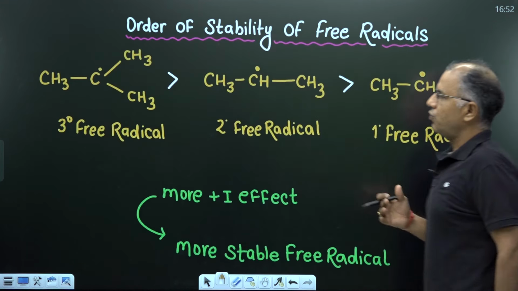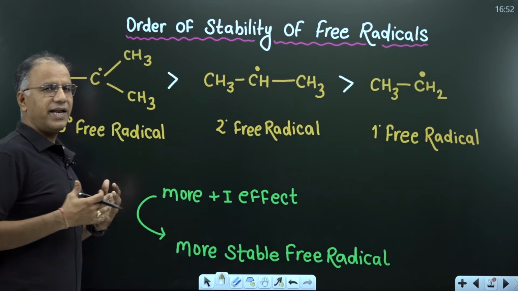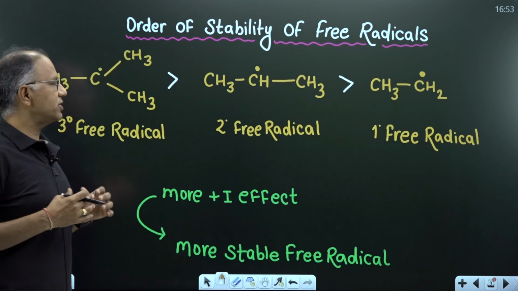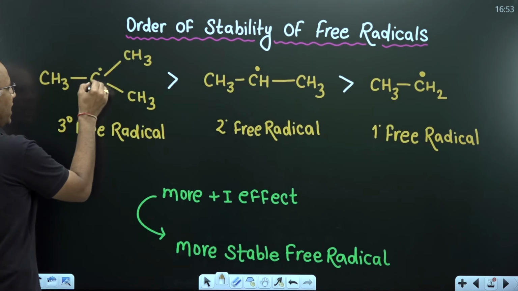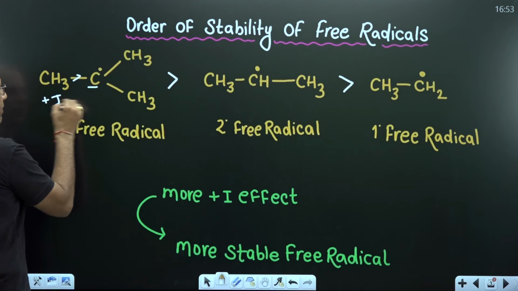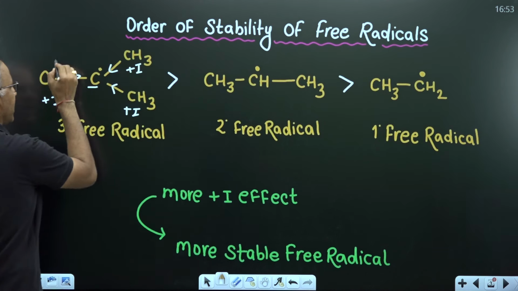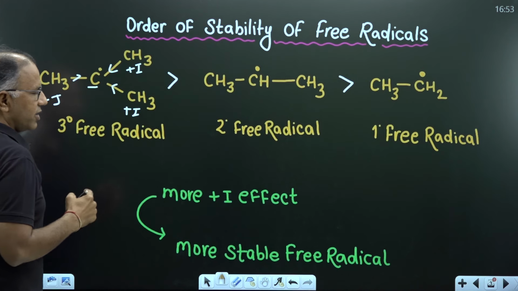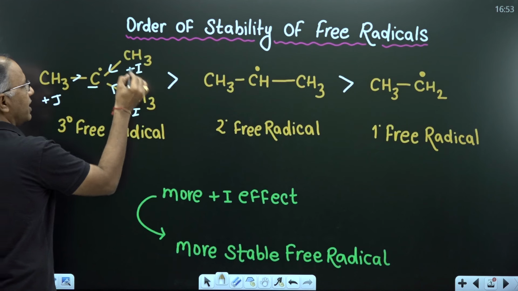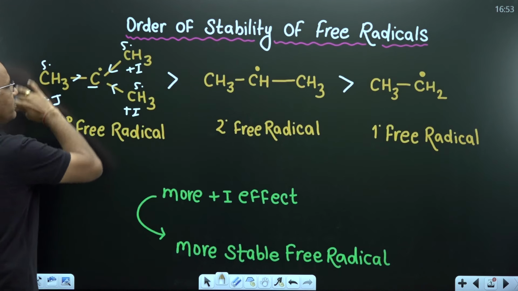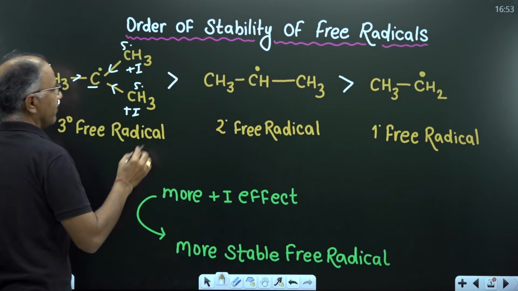Now, how to determine the stability of free radical? You can assume the free radical as a cation, although it is not proper to say it, but let us assume the radical as a cation. This means it is electron deficient. This means with the plus I effect, the octet starts completing, or we can say that since it is electron donating, there will be delta dot, delta dot, delta dot. This means more dispersion of electron, and more will be the stability of free radical.